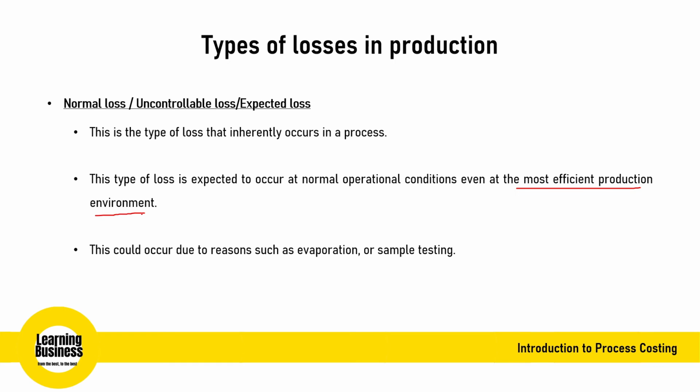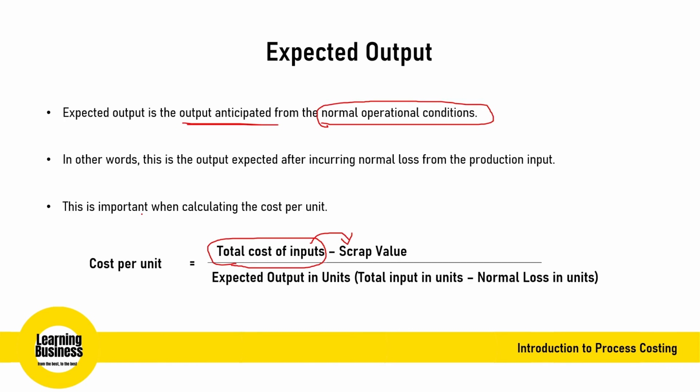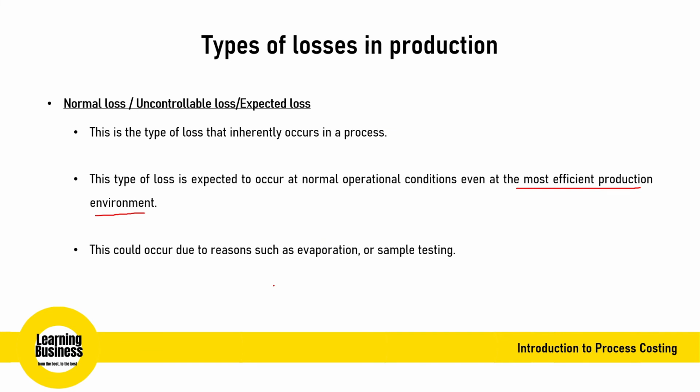Another example is evaporation. If you are using any liquid, a part of it could evaporate, so that will fall under normal loss. And even sample testing would also fall under normal loss. So when you are calculating expected output, total inputs in units is adjusted for the normal loss in units. So the residual will be the expected output.